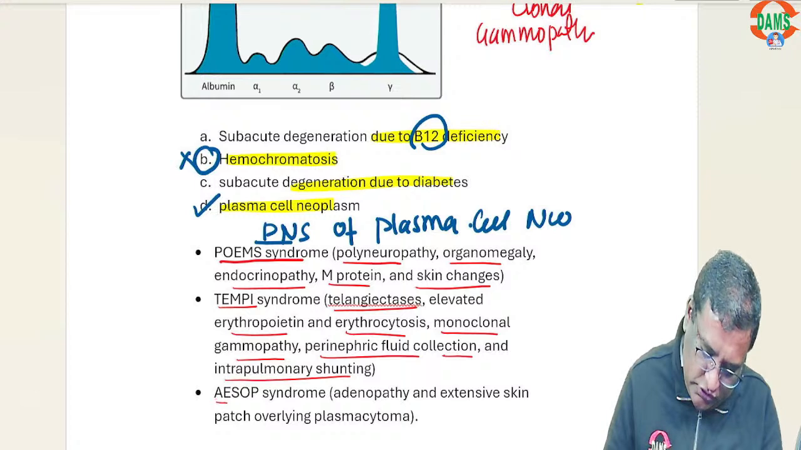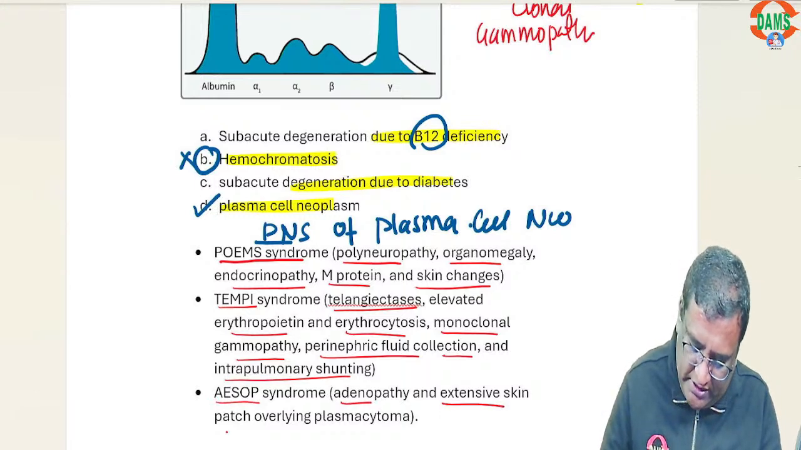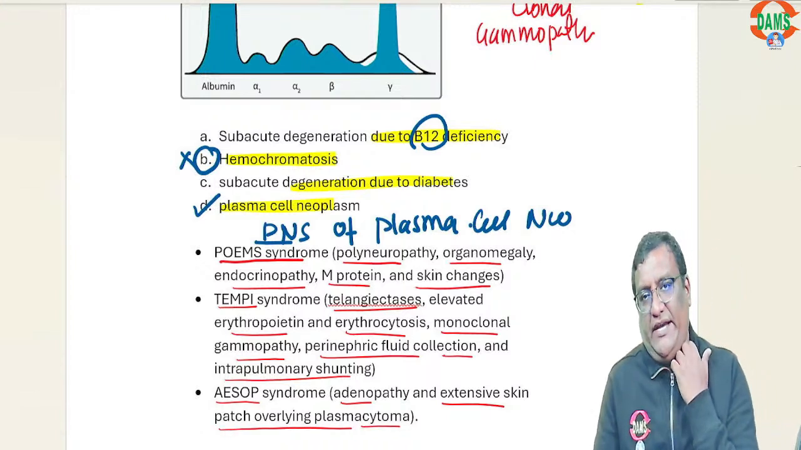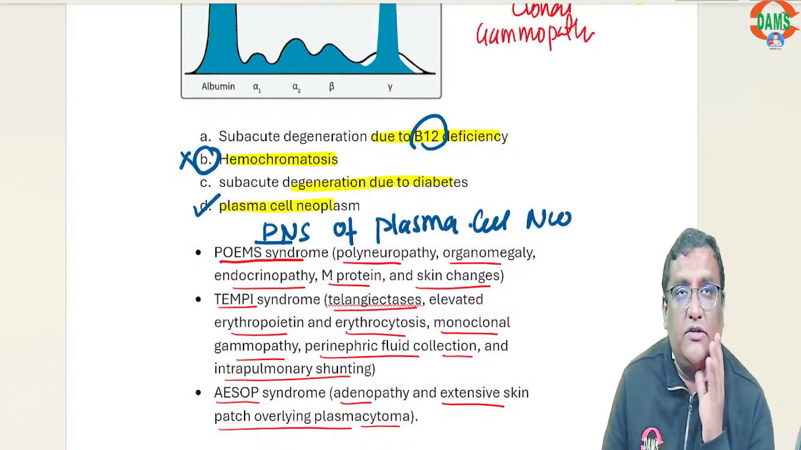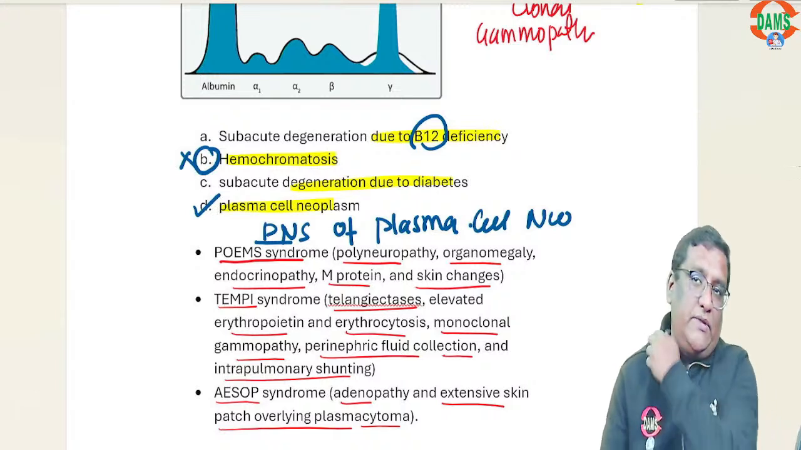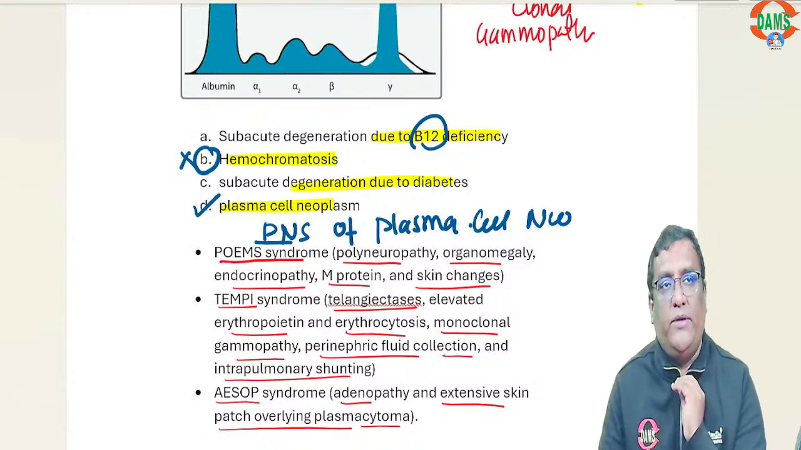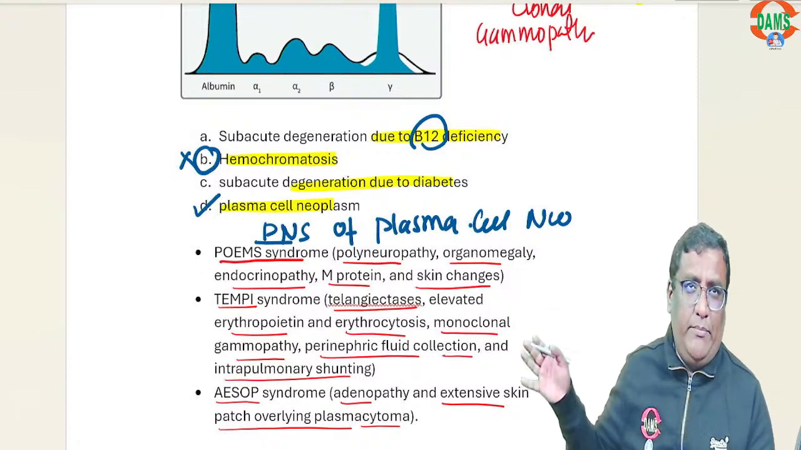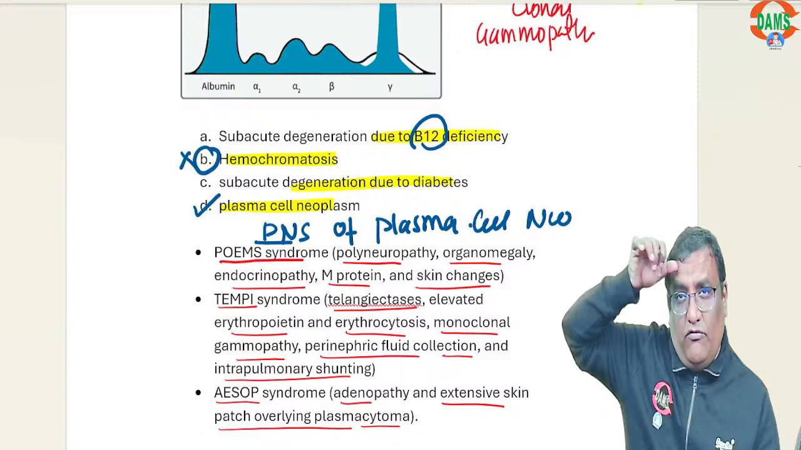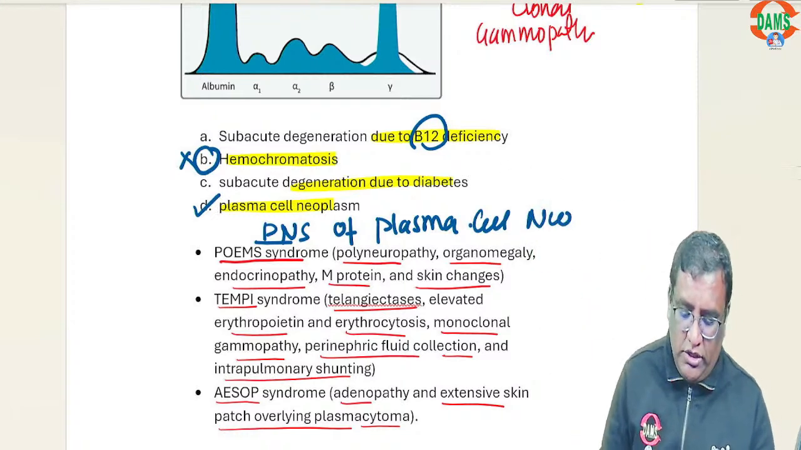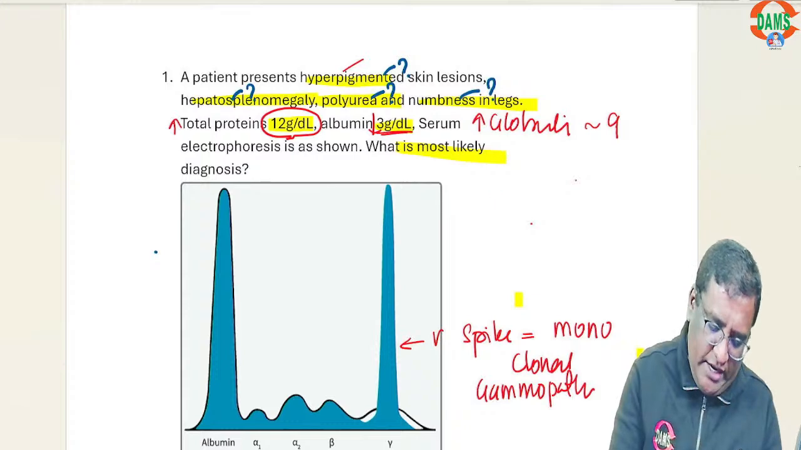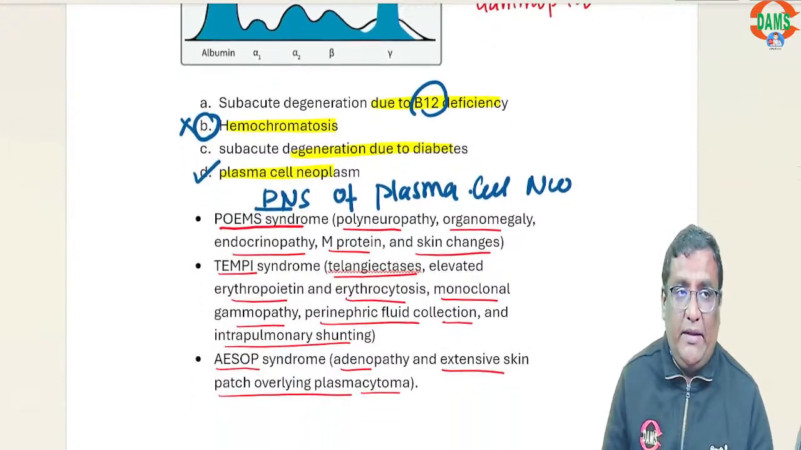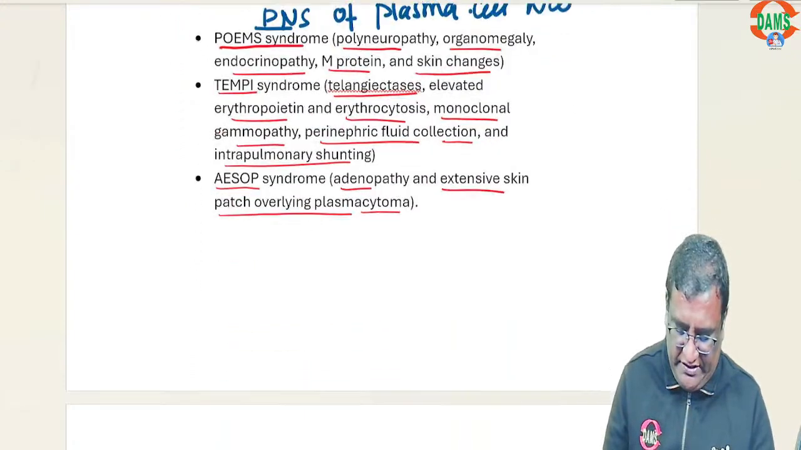And one more, AESOP syndrome: adenopathy with extensive skin patch overlying plasmacytoma. These are the important paraneoplastic conditions associated with plasma cell neoplasm. POEM and TEMPI syndromes are expected in the exam, not directly, but probably hidden in an image or in the question. So do not make polyuria or hepatosplenomegaly lead you to another diagnosis. Even multiple myeloma or plasma cell neoplasms can have these manifestations.